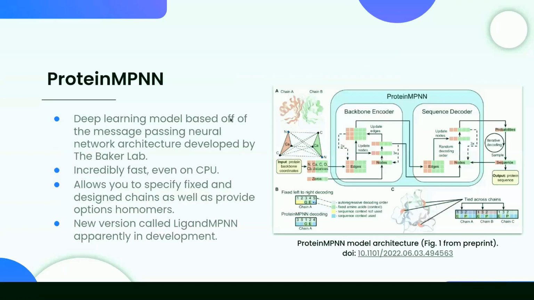So probably the most well-known model in this space is ProteinMPNN, which is based off the message passing neural network architecture, and it was developed by the Baker Lab. It's very fast, even on CPU, and allows you to specify a fixed chain and all the things we discussed earlier. And most online versions of it also allow options for homomers. So certainly very cool. Another thing about ProteinMPNN is apparently there is another version in development at the Baker Lab called LigandMPNN, which will allow you to also provide ligands into the context.